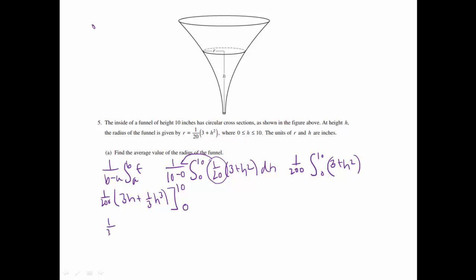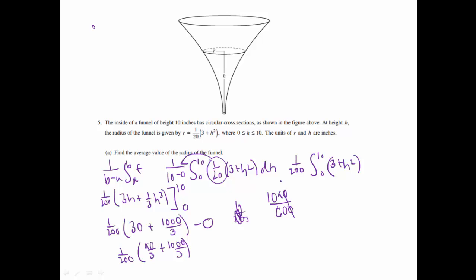So if I plug in 10, I'm going to get 1/200th times 30 plus 1,000 thirds, and then minus 0. From here, this would actually be okay if you left it like this on the AP test. I'm actually going to get a common denominator just because I want to. So we're going to get 90 thirds plus 1,000 thirds. And then from here, this would be 1/200th. Well, actually, it would just reduce to 1,090 over 600, and then I could drop a 0. I'm going to get 109 over 60, and then the units were inches.